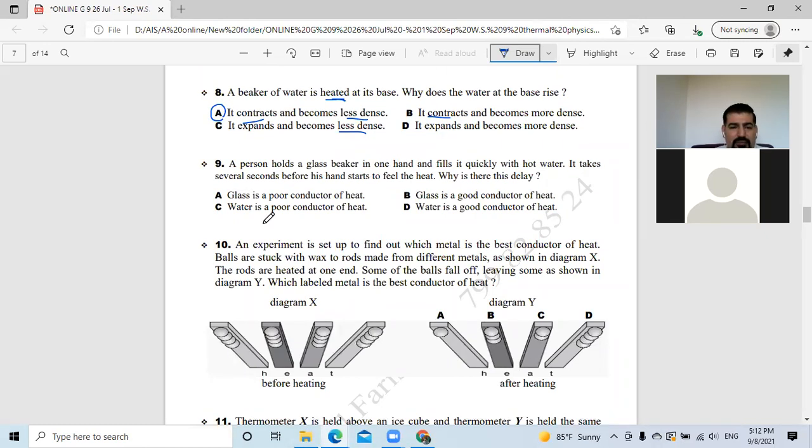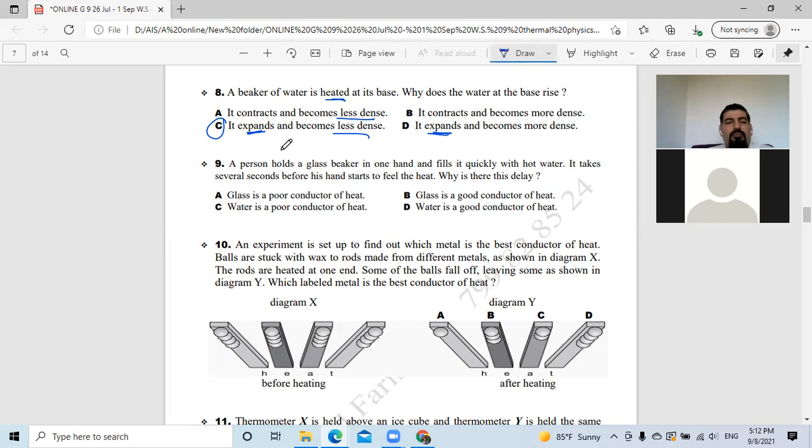Next. Sorry, my mistake. Yes, it becomes less dense, but that's called expansion, not contraction. So the answer is C, not A. Yes, the answer is C.